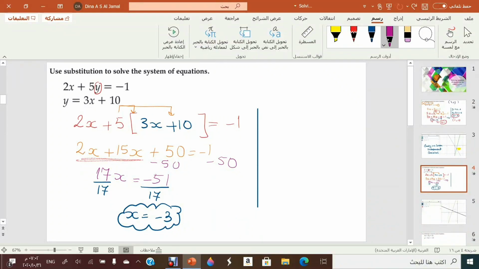y. So let's substitute y equals 3x plus 10. So you have 3 multiplied by minus 3, minus 9 plus 10. That means y will be equal to 1. So if you would like to put it as a coordinate point, it will be minus 3 and 1.